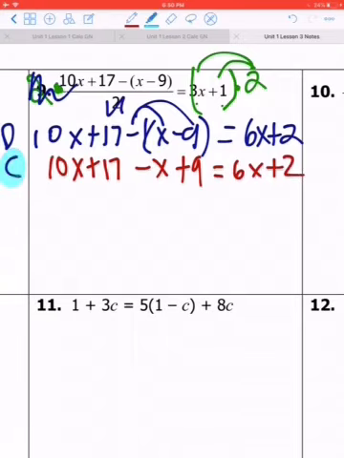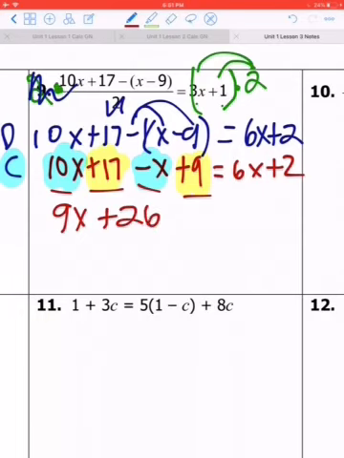And now we're going to combine on one side of the equation, okay? Before we start moving stuff. So our x's go together and our numbers go together. Alright, before I start moving things around, combine, or you're going to make your problem have way more steps than it needs to. Okay, so 10x minus x is 9x. 17 plus 9 is 26. Equals 6x plus 2.